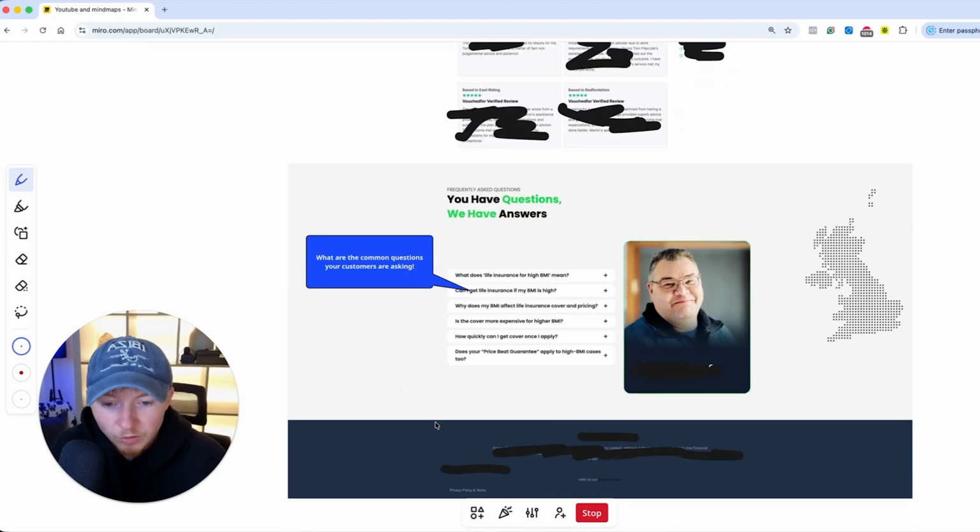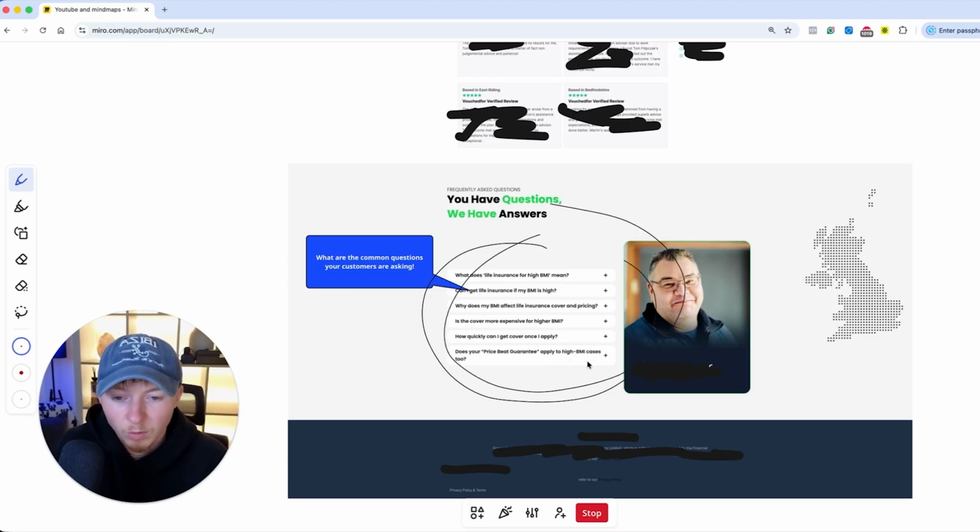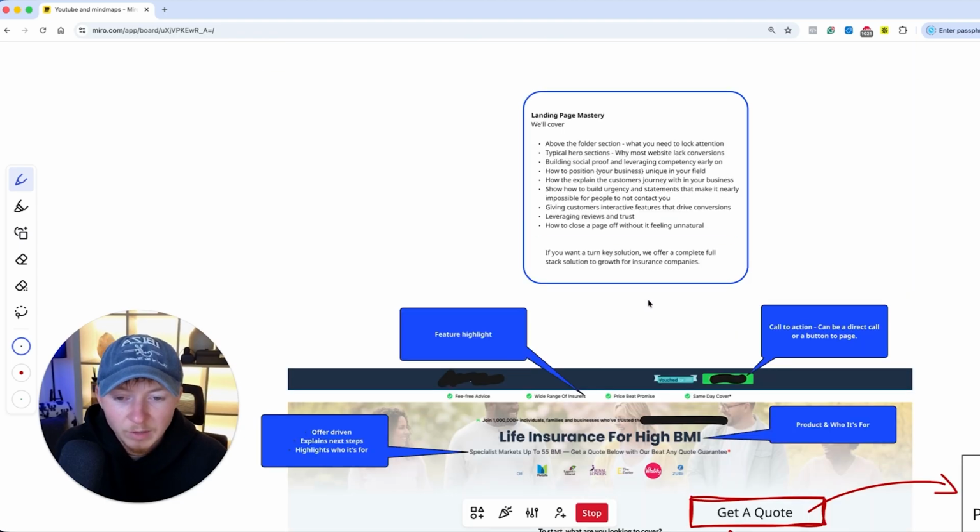And just to close this off, how to close a landing page off effectively, we always want to add FAQs that are applicable to the product itself. What are the common questions that your customer is asking, and how can we quickly close that off and help people at the bottom of the page? If they've got all the way here, they are interested, they might just need a little bit more to get them over the line and then get them to submit the details over to us. So that being said, that is landing page mastery.